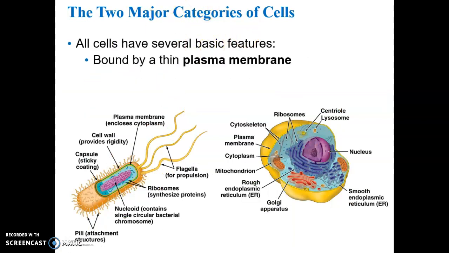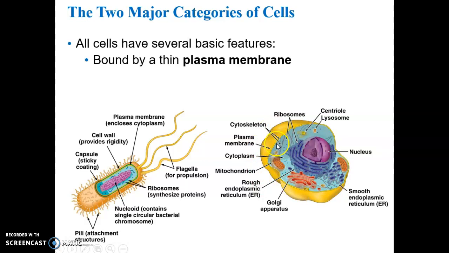So cells, all of them have basic features. Let me find my cursor again. Here we go. So they are all surrounded or bound by a plasma membrane, here in yellow. And then in this typical prokaryotic cell, like a bacterium, it has a plasma membrane. Looks like it's also yellow, thin here. And it has an external structure called the cell wall, and even a structure on the outside, a capsule. Typical animal cell has a plasma membrane, but no cell wall.